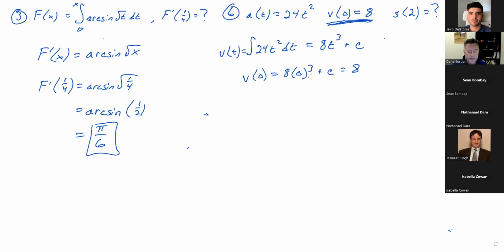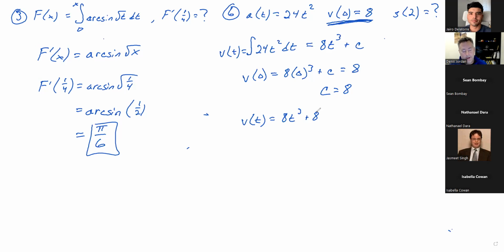So if you plug 0 in for t into the velocity, it's going to knock that term out, and we get c is equal to 8. So now you have the exact velocity function: 8t to the third plus 8.